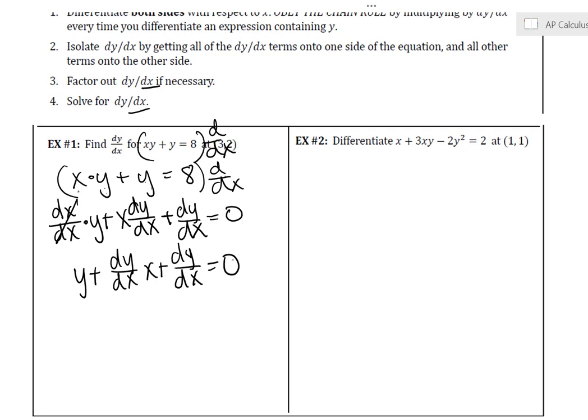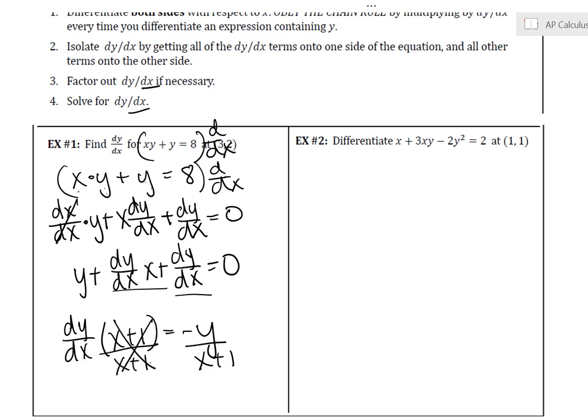So I'm going to move the y to the other side, and I'm going to factor this dy over dx out of these two terms. So I'm going to have dy over dx times, this is leaving us with an x plus 1, equals, when I move that y, I get negative y. And then the last thing to do is just to isolate this. So I'm going to divide by x plus 1.